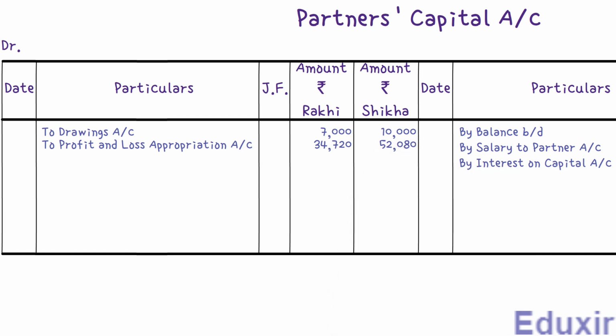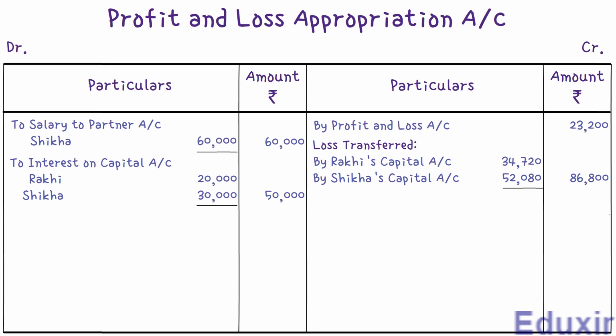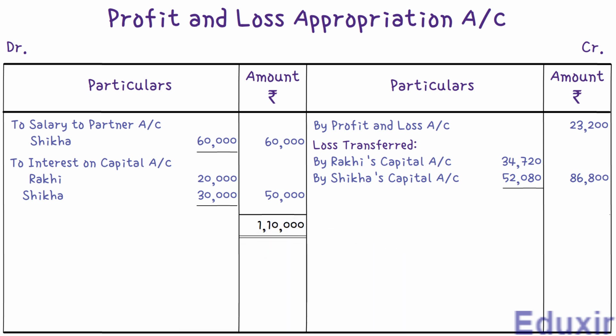With that, we have completed the posting of the debit entry related to the transfer of loss from the profit and loss appropriation account to the partner's capital account individually. In fact, we have completed the posting of all the entries related to the partner's accounts. So it's now time to find the totals, balance the accounts, and close the books. The total on the debit side of the profit and loss appropriation account is 1,10,000 rupees. Similarly, the total on the credit side of the profit and loss appropriation account is 1,10,000 rupees. So now the profit and loss appropriation account is balanced.